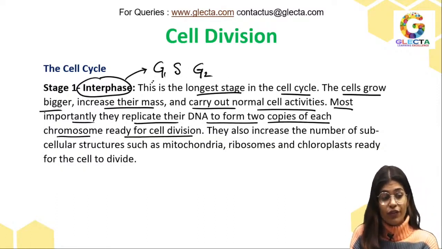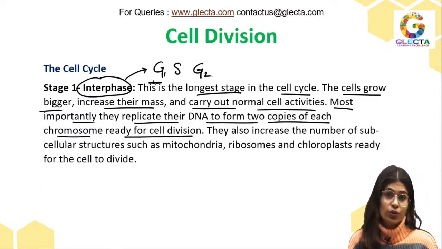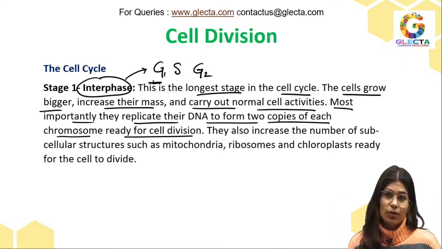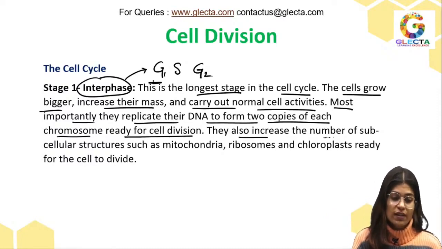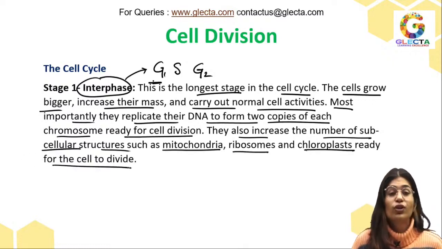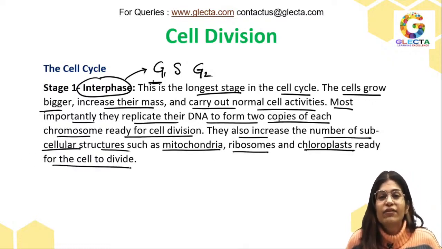So in the first phase of growth, it would learn what to do. Then it would synthesize the DNA, make two copies of DNA, so that when the division happens, both cells have the same amount of DNA. They also increase the number of subcellular structures, such as mitochondria, ribosomes, and chloroplasts, ready for division. It's technically getting ready for two sets of everything.